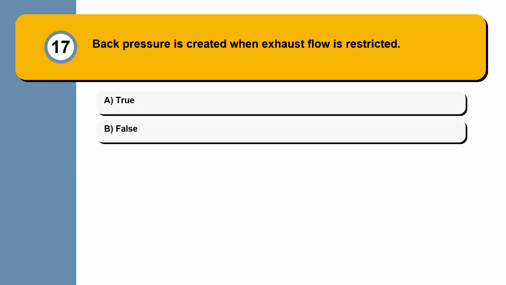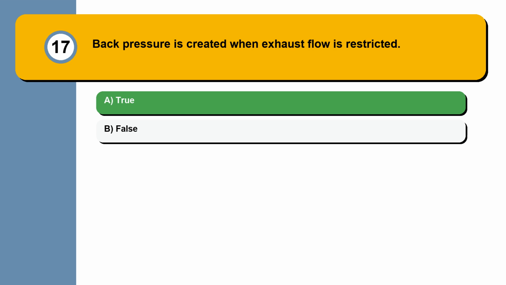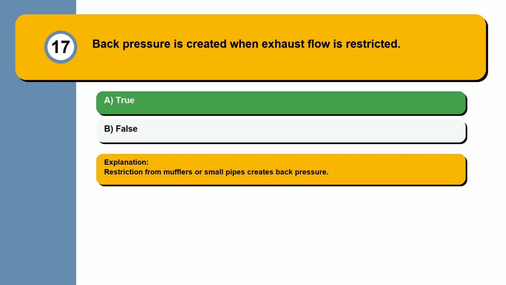Question 17. Back pressure is created when exhaust flow is restricted. True, false. Restriction from mufflers or small pipes creates back pressure.